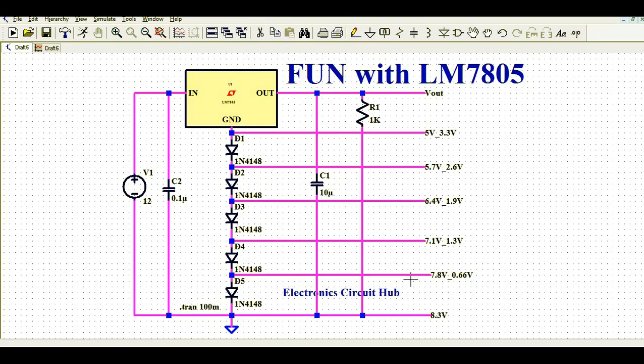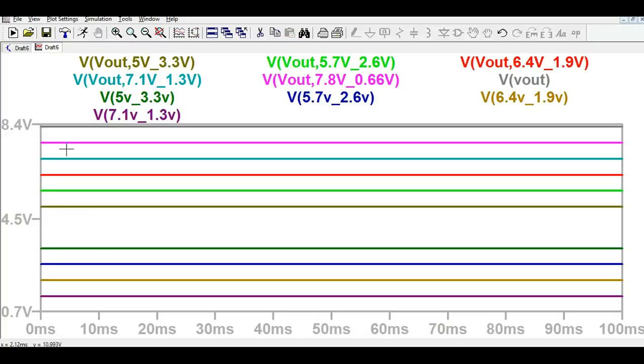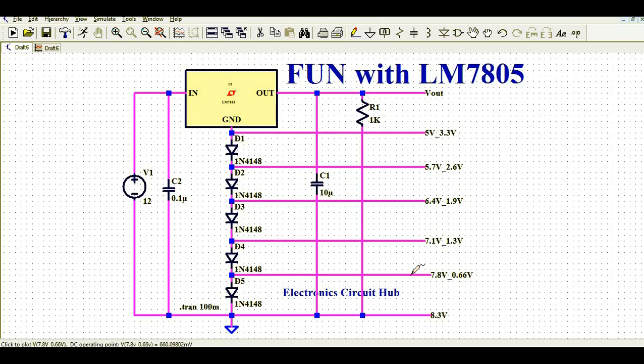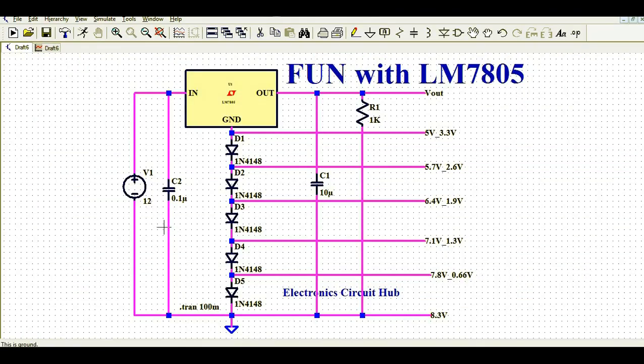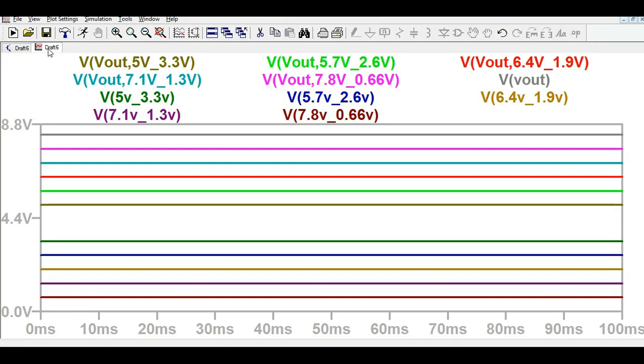Now I'm gonna get 1.3. This time I'm gonna get 1.3. This is my 1.3, and now lastly I'm gonna get 0.66. Okay, clearly 0.7. Now if you look at the output, with the single input voltage, that is 12 volt, I'm getting multiple outputs by using LM7805 and with the help of the 5 diodes, which are connected in this fashion towards the ground.